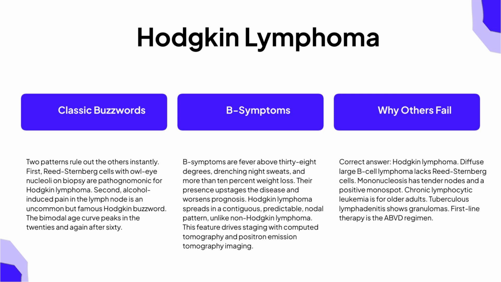Diffuse large B-cell lymphoma lacks Reed-Sternberg cells. Mononucleosis lymphadenopathy is tender. Chronic lymphocytic leukemia is for older adults. Tuberculous lymphadenitis would show caseating granulomas. First-line therapy is the ABVD regimen. Pathoma and Sketchy nail this distinction.